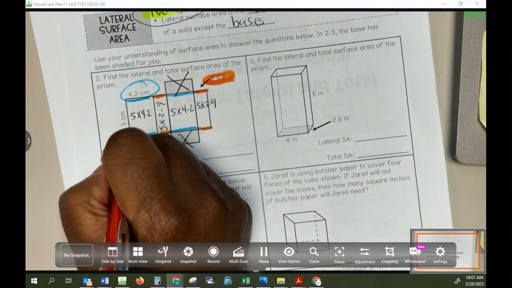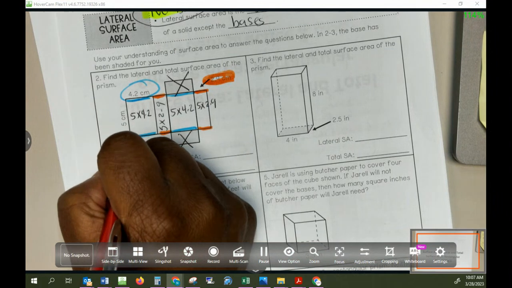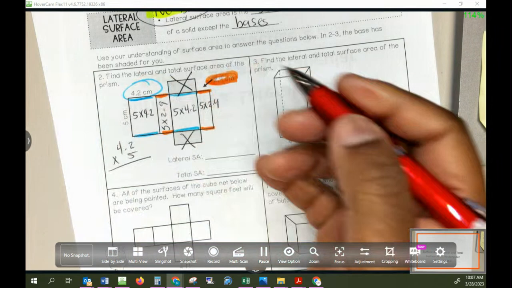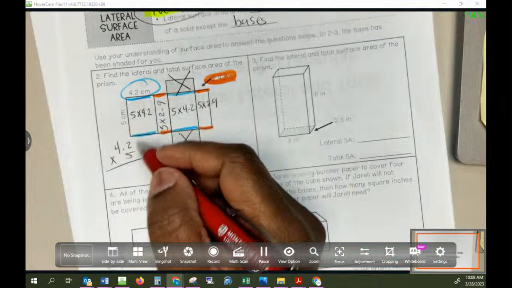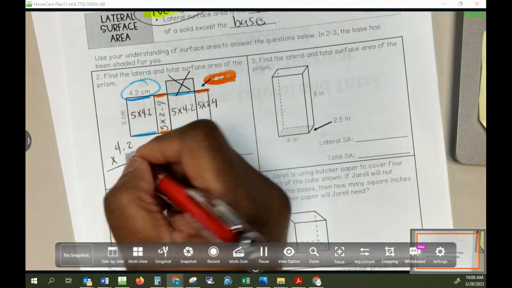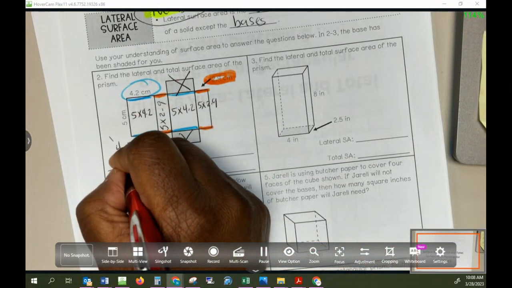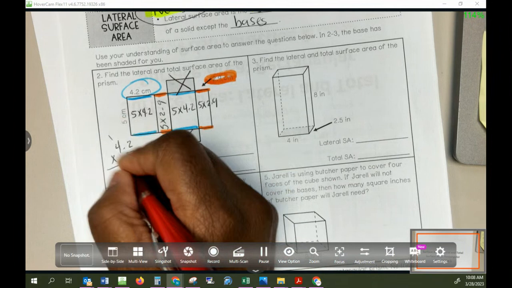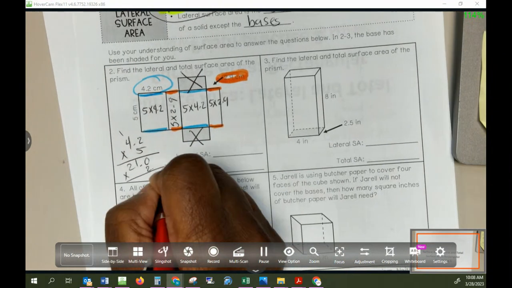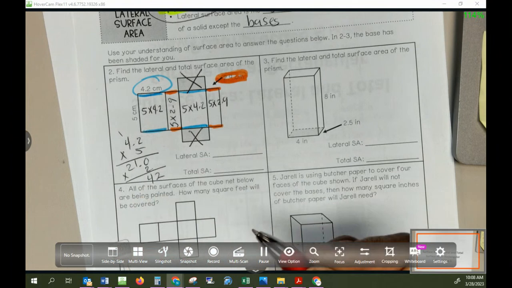So you can do 4.2 times 5, and whatever you get, multiply that by 2, because there are going to be 2 of them. So 4.2 times 5, just do the math. 21. And then I'm going to multiply this by 2. So that's 42.